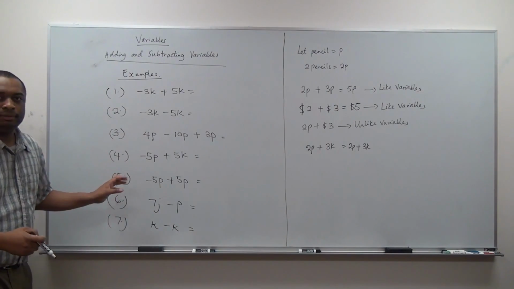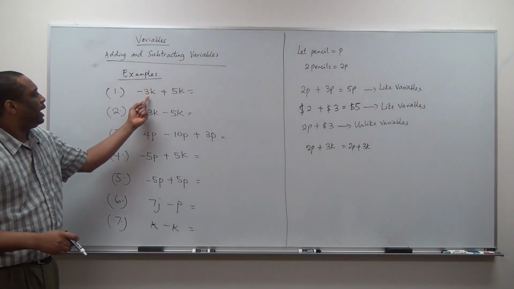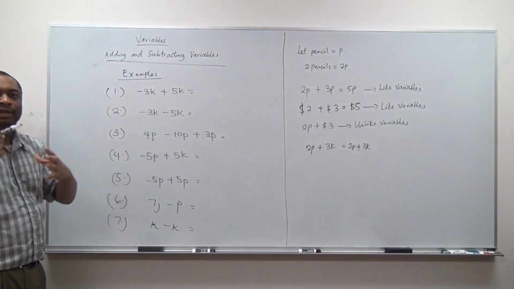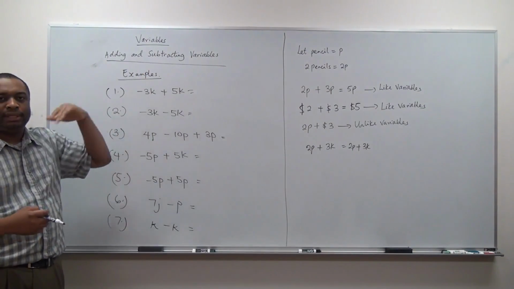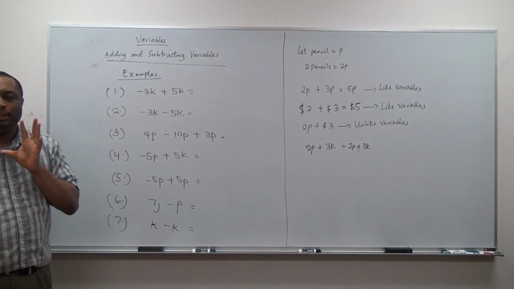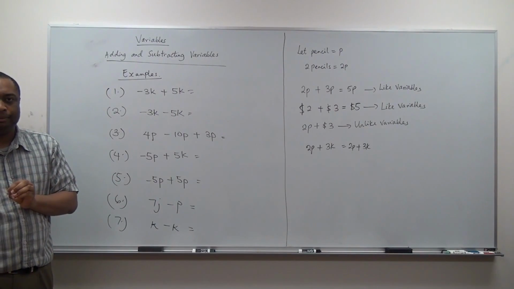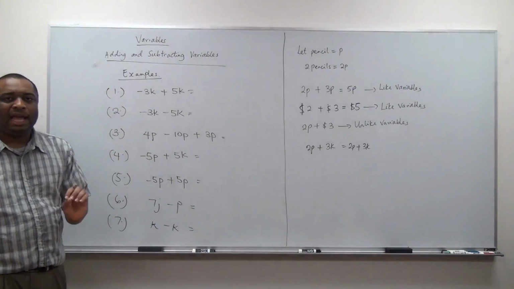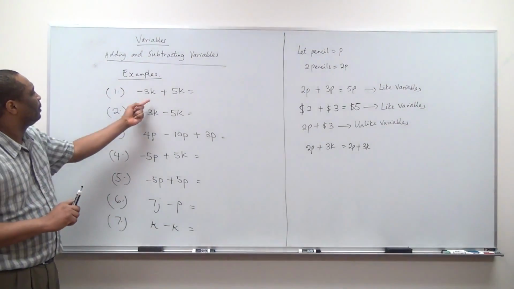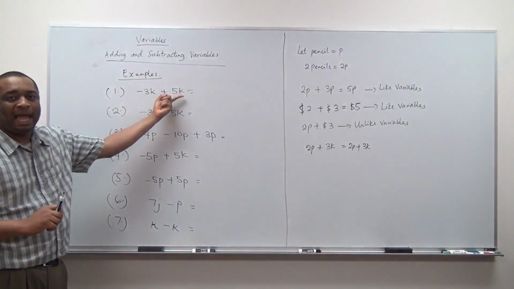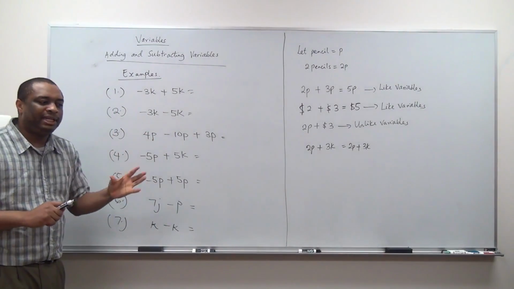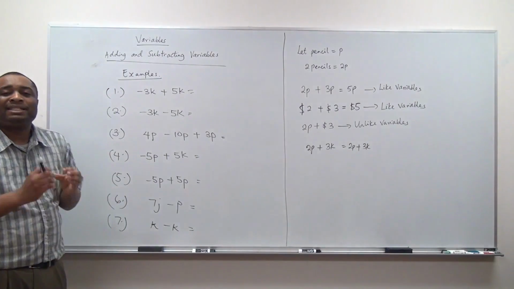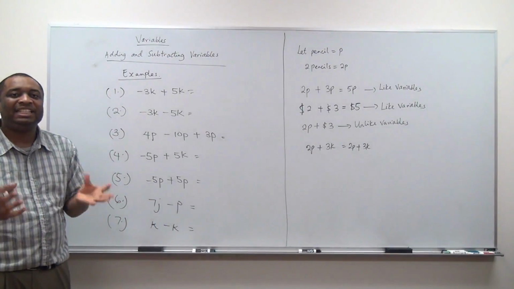Alright, let's do these few examples. Here, if some of you see k and you get scared, the first thing you do is identify whether it is a like variable or unlike variable. That is the first thing you do. Identify whether it's like variable or unlike variable. In this case, this is a like variable. So when you have seen that it's a like variable, like I said earlier on, treat them as if they are numbers, as if they are integers.